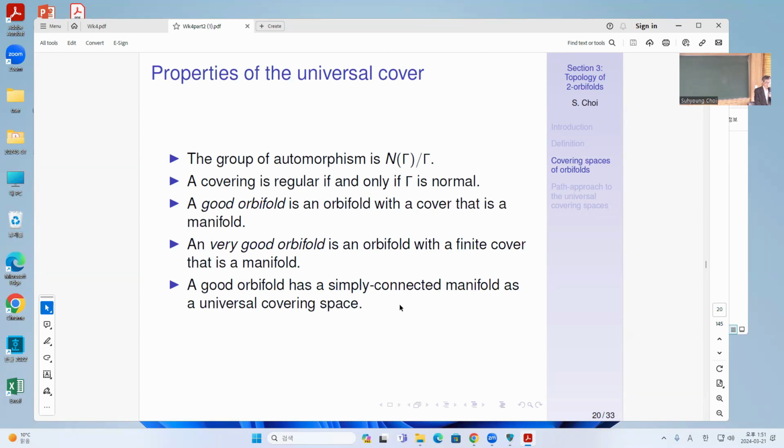So a good orbifold has a simply connected manifold as a universal cover. Any good orbifold with a cover that is a manifold is covered by some, again, universal cover. Because it covers a manifold, it means that it has to be a manifold, because it only has trivial local groups. So anything covering it will have a trivial local group, so that should be a manifold.